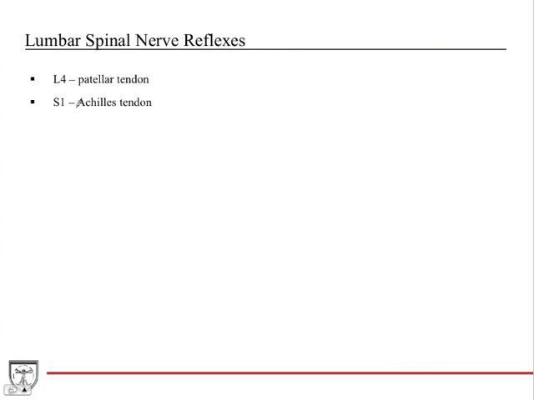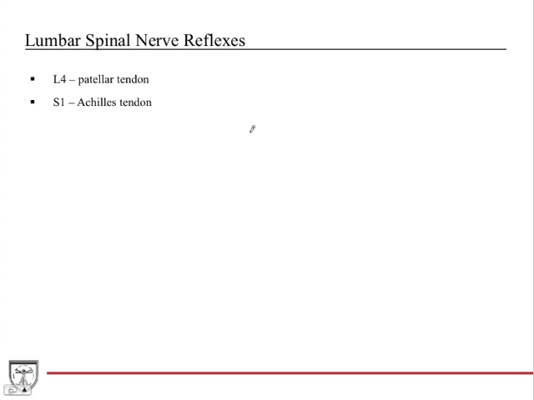All right, so we'll close this out by talking about these lumbar spinal nerve reflexes. Just like the cervical ones, these are very high yield to know. They're important for both your board exam and your class exams. The patellar tendon reflex is indicative of the L4 spinal nerve. So if the L4 spinal nerve is impinged, you're going to have a diminished patellar tendon reflex. If your S1 spinal nerve or spinal root is impinged, you're going to have your Achilles tendon reflex diminished.